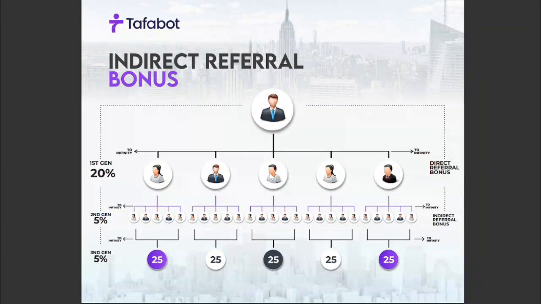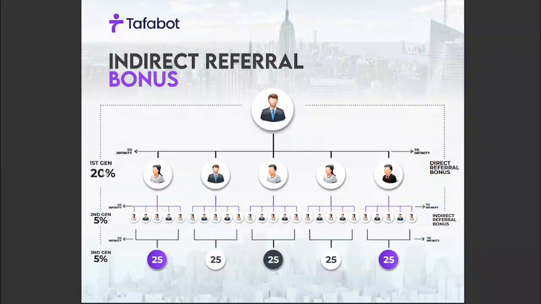Now, Tafa says they want to reward you further. So what do they do? Once your first generation are able to register people, it becomes first generation to them and it becomes second generation to you. So for your second generation, Tafa pays you 5% and that goes also to your third generation. So from your third generation as well, you are paid 5% commission.